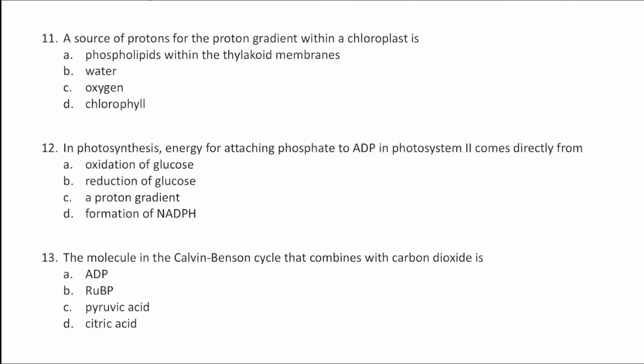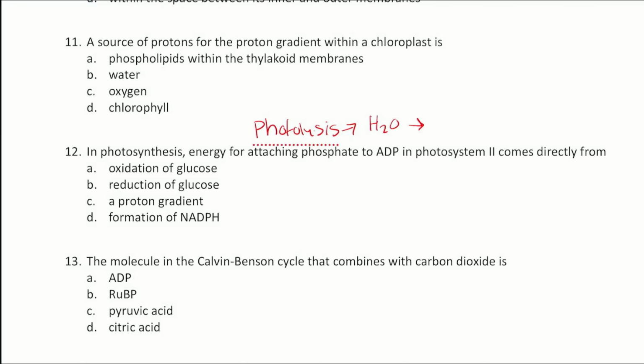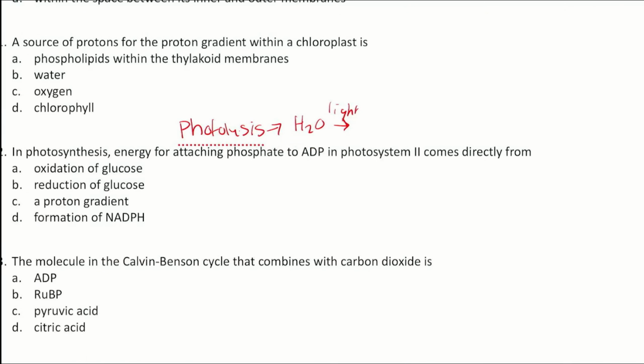Number 11 reads that a source of protons for the proton gradient within a chloroplast is which of the following? So, remember doing our first step of photolysis, what actually happened was we broke down water using light, and we produced hydrogen ions, 2 electrons, and 1/2 of an oxygen. So we produced oxygen. However, that's not what we're looking at here.